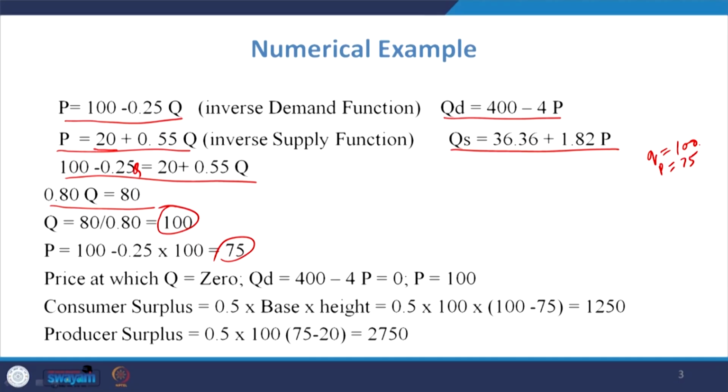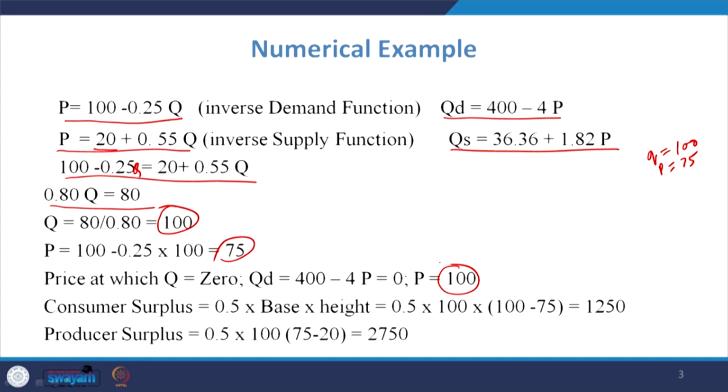Now, you can also know at what price the quantity is 0. QD is equal to 400 minus 4P. So, if price is 100, then 4 multiplied by 100 is 400. So, 400 minus 400, QD becomes 0. So, the maximum price at which the consumer is not willing to purchase any quantity is 100.